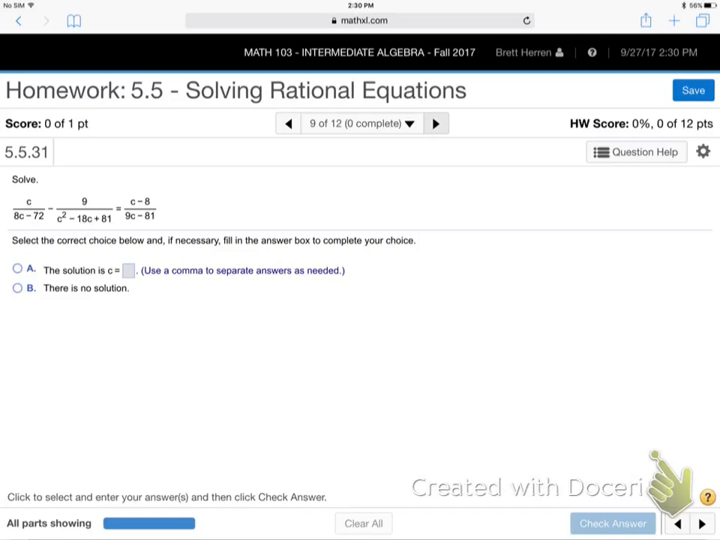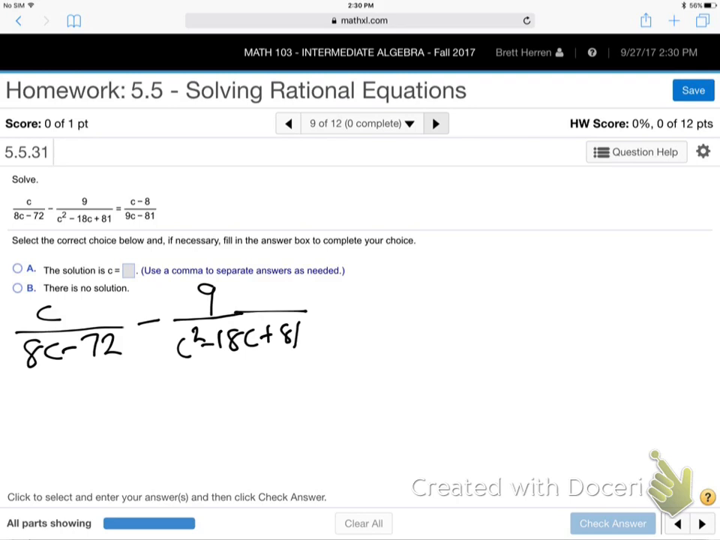Okay, so, this is just messy. All right, I'll keep it a C. C over 8C minus 72, minus 9 over C squared minus 18C plus 81 equals C minus 8 over 9C minus 81. Yeah. We good. Okay, got it.